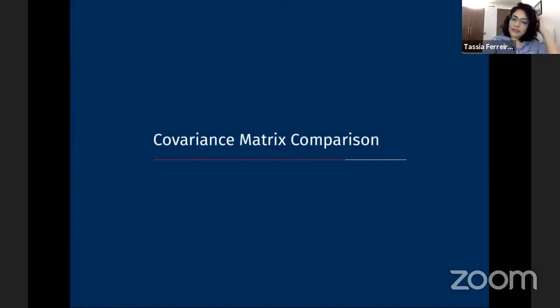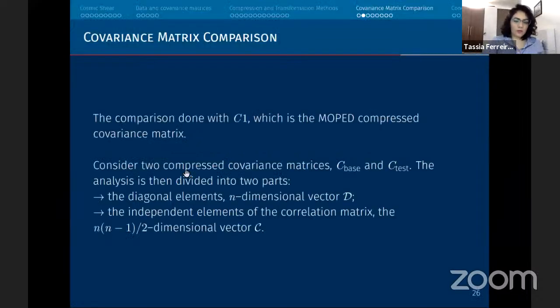Okay, so finally, on the front of covariance matrix comparison, this is my most recent work with Valerio, my supervisor, Valerio Marra. The comparison is basically done on the C1 covariance matrix, so the MOPED compressed one. We take the 2 matrices, which we're calling C-base and C-test. This is just nomenclature. What we actually use is the DES compressed one and the Gaussian compressed covariance matrices. The analysis is then divided into 2 parts. We look at the differences in the diagonal elements and also in the independent elements of the compressed correlation matrix.